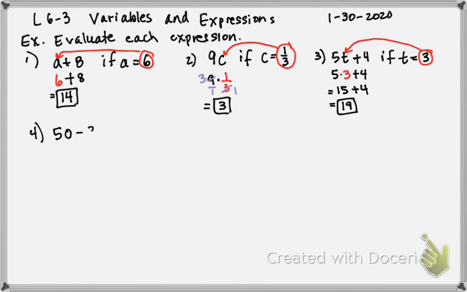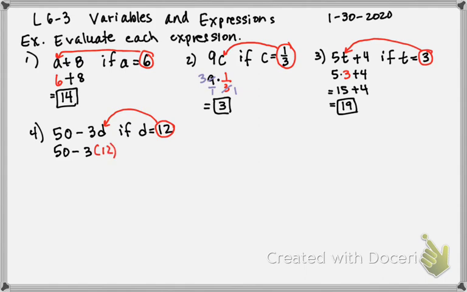50 minus 3d, if d equals 12. So again, we're going to take the value that d equals and substitute it in. Then we write out the problem. So we're going to get 50 minus 3, and I'm going to show times with parentheses, just so you can see it a different way. 12.